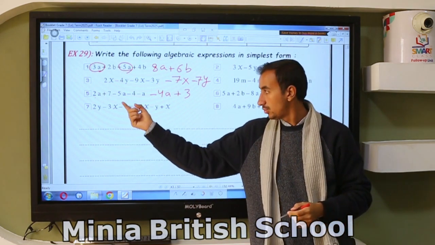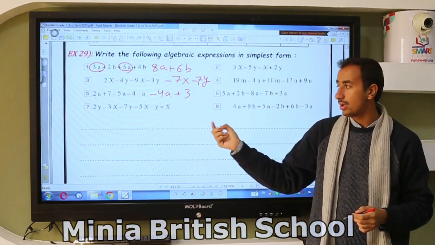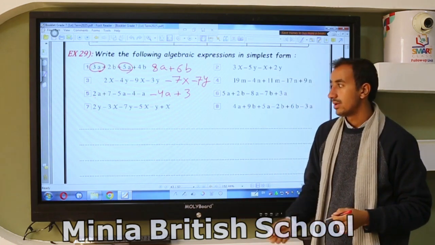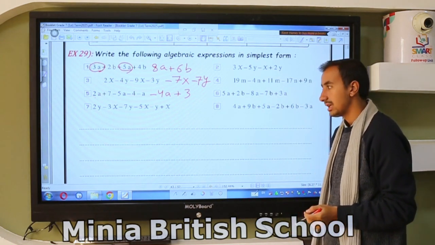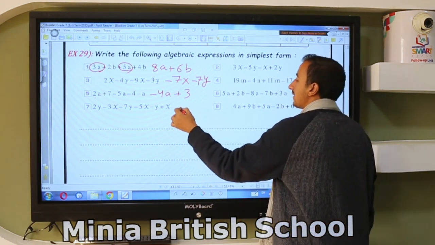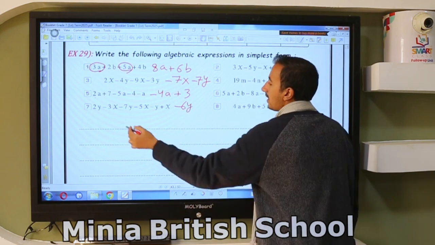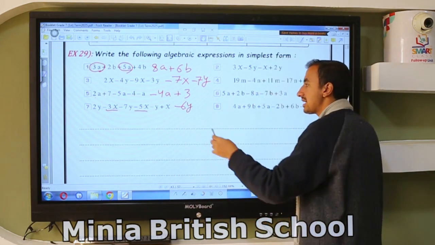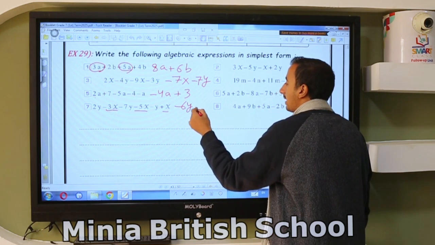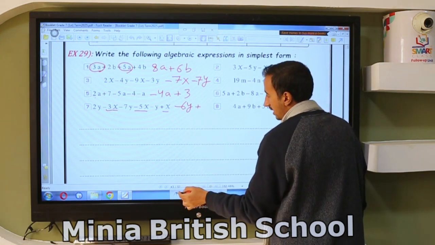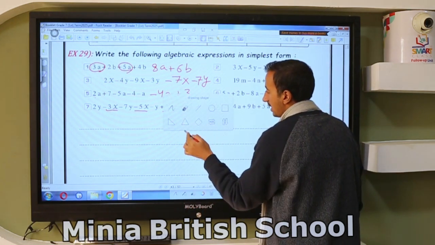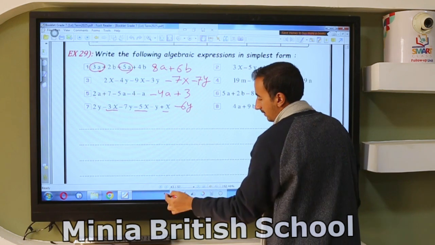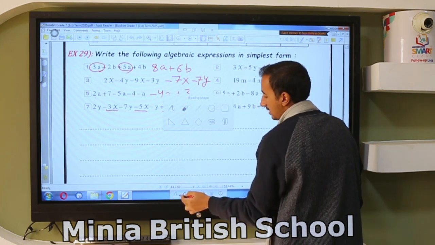Number 7, 2y minus 7y minus y. 2y minus 7y is negative 5y, negative y is negative 6y. Negative 3x, negative 5x is negative 8x, plus x, so it is negative 7x.